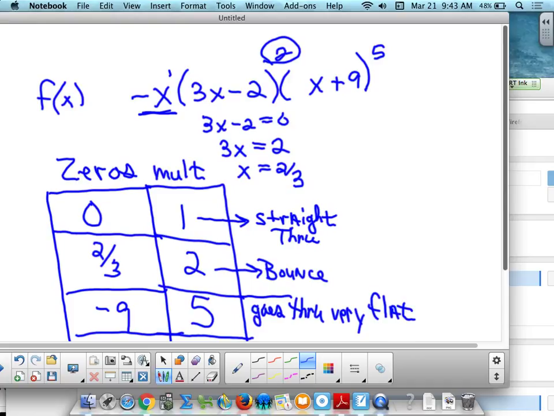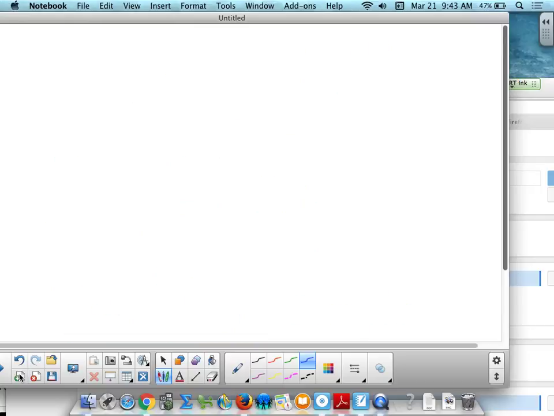That's it. All right, the next one, 15. What's wrong with it? It's not factored. Guess who gets to factor? Go, go, go. Sweet. Once you factor it, pull out the zeros, tell me the multiplicity, and tell me what the graph's going to do.